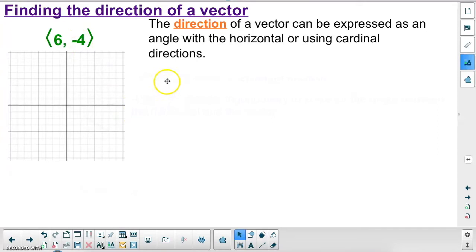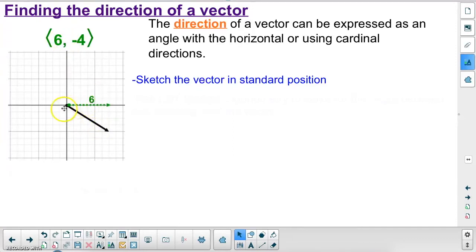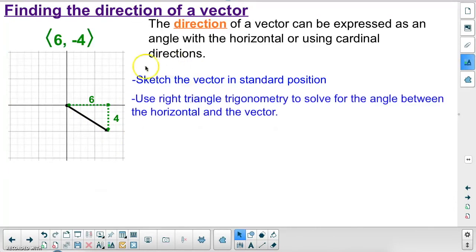In order to find the angle with the horizontal, let's first sketch the vector in standard position. Standard position, remember, is where the initial point is at 0, 0, and then using the component form, we can construct that vector with a component form of +6 and -4. Now we're going to use right triangle trigonometry to solve for that angle with the horizontal. We notice here that theta is this angle inside that right triangle. So we can use opposite and adjacent to solve for this angle.